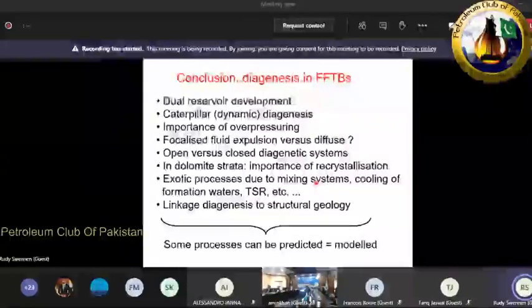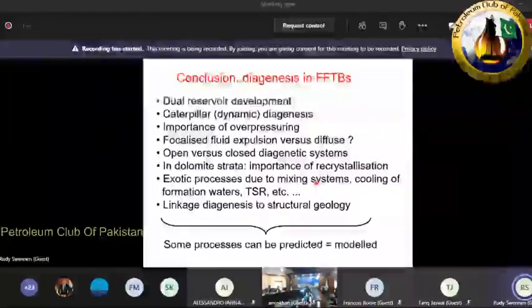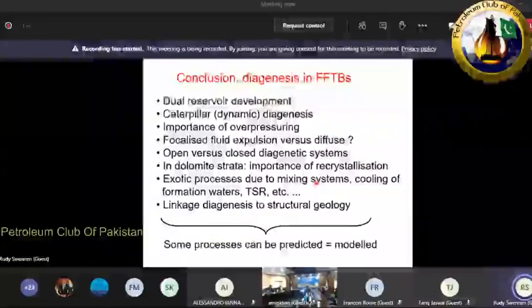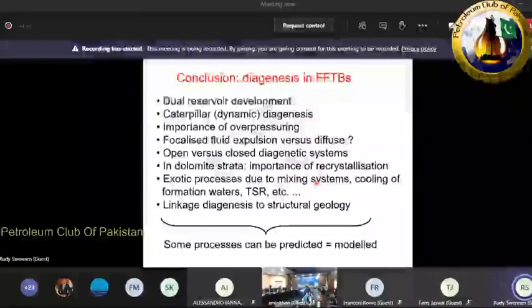the open system, because in the open system, the fluids are often not in equilibrium with your host rock. In dolomite strata, in Foreland fault and thrust belts, we often have recrystallization. Remember that we also have some exotic processes. I didn't go too much into detail, but we can also have mixing water systems, which can create dolomite, which can create aggressive fluids. Cooling of formation waters is a very important one, thermal sulfate reduction and so on.